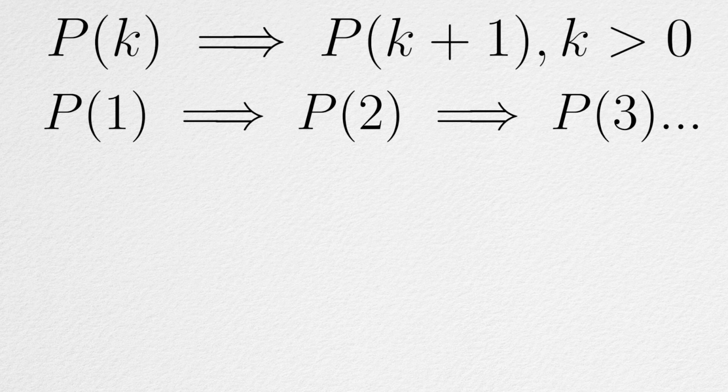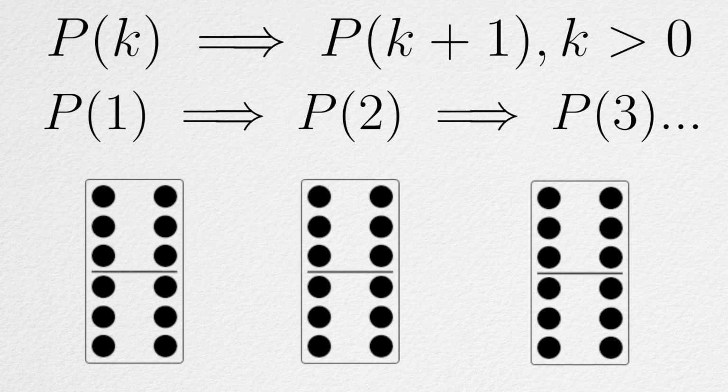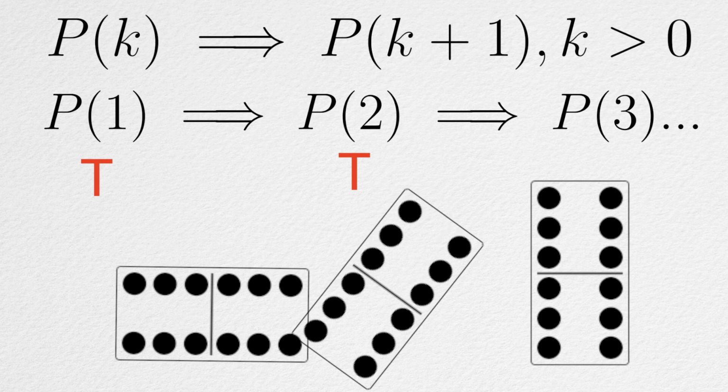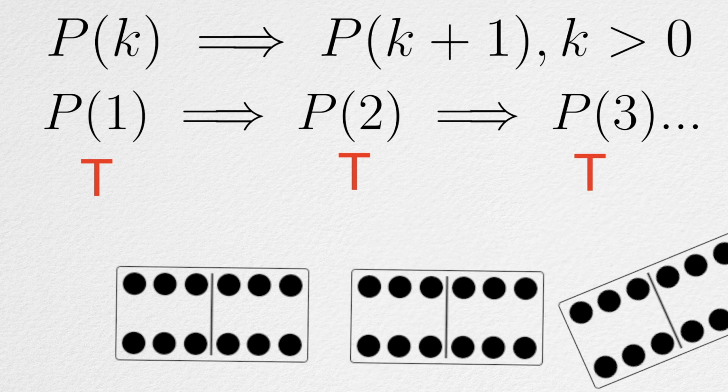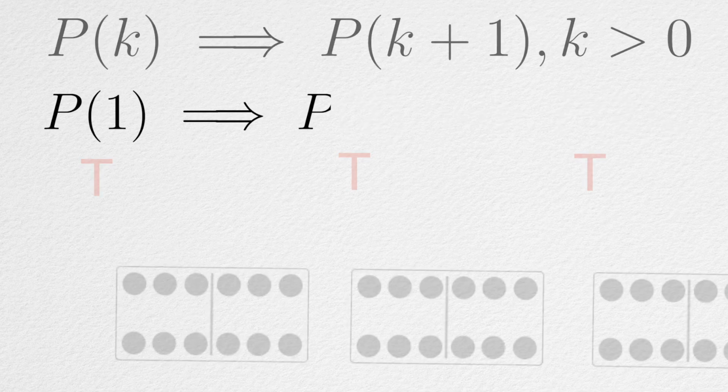Well, if we just show that the leftmost statement, P(1), is true, the rest of the statements must also be true. This is just the nature of implications. Some people refer to this as the domino effect, because if we know that one statement is true, then it metaphorically knocks over the next domino, which knocks over the following domino, and so on. So let's go ahead and actually prove P(1).